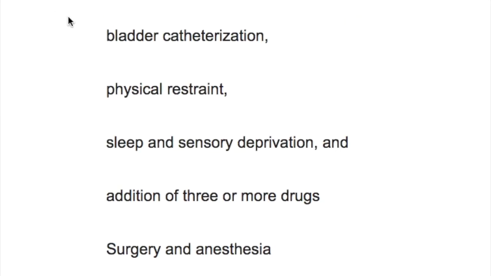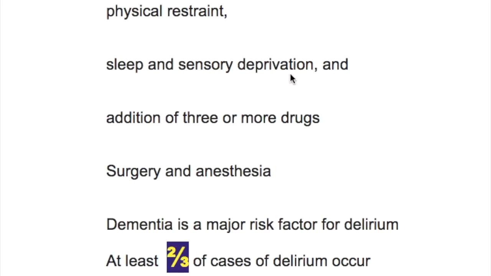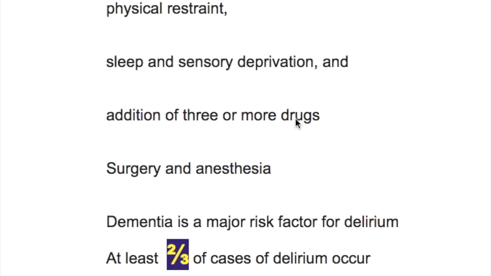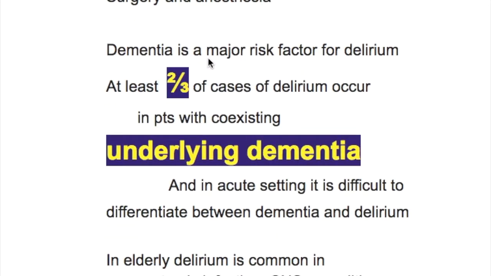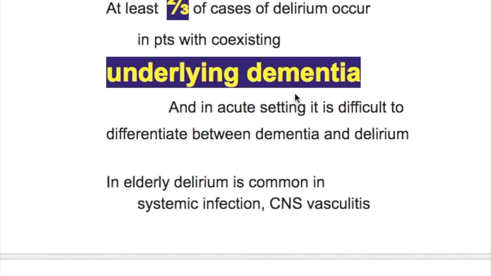The other conditions that may cause delirium are bladder catheterization, physical restraints, sleep and sensory deprivation, addition of 3 or more drugs, and surgery and anesthesia. Dementia is a major risk factor for delirium. At least 2/3 of cases of delirium occur in patients with coexisting underlying dementia, and in the acute setting, it's difficult to differentiate between dementia and delirium.